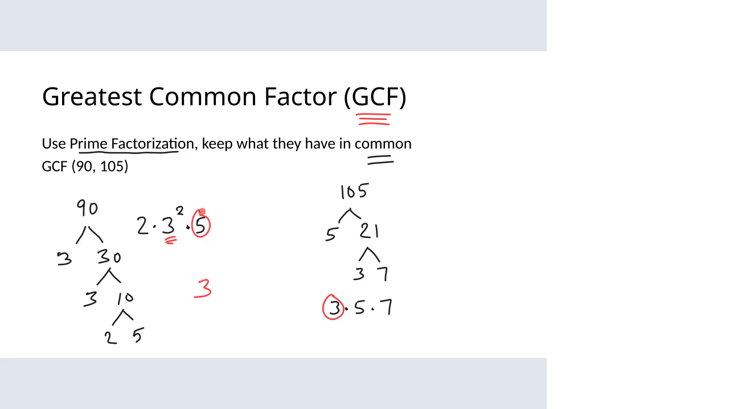All right. Hey, they both have a 5, so I can keep a 5. And let's see, no 2s over here, no 7s over here. So that's it. 3 times 5. The greatest common factor of 90 and 105 is 15. If you listed out all the factors of 90 and listed all the factors of 105, you'd see that the biggest one that they share is 15.